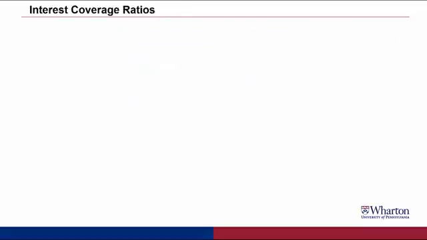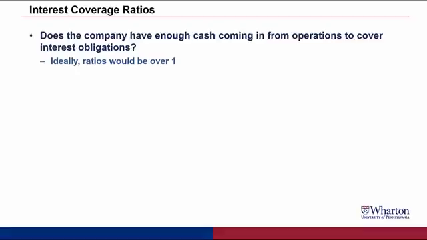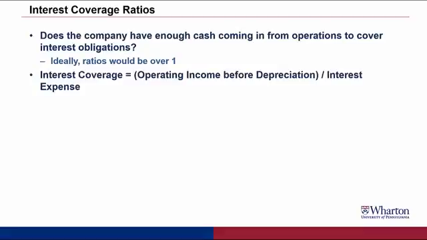The next bucket of ratios are interest coverage ratios. These are trying to answer the question, does the company have enough cash coming in from its operations to cover its interest obligations? Again, ideally, these ratios would be over 1. So we're going to do a measure using income statement numbers. We're going to take operating income before depreciation, which is an approximation of the cash component of income, because we take out depreciation as a non-cash expense, and then we divide that by interest expense on the income statement.